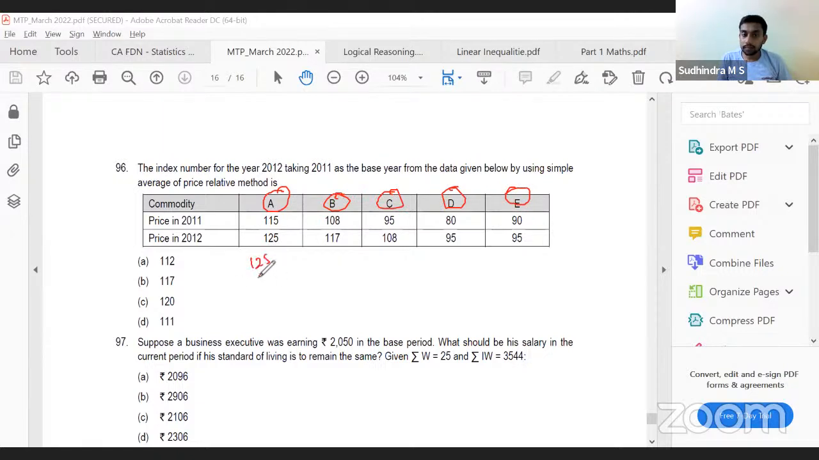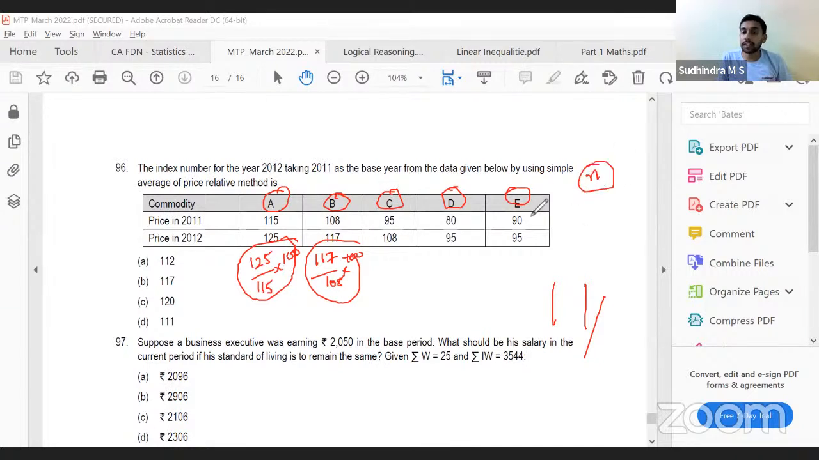125 by 115 into 100. Similarly, 117 by 108 into 100 and so on. So this is how we calculate price relative. Add up all the price relatives divided by N, the number of commodities, A, B, C, D, E. So here it is 5. If we do that, we get the simple average of price relatives, which is 111.